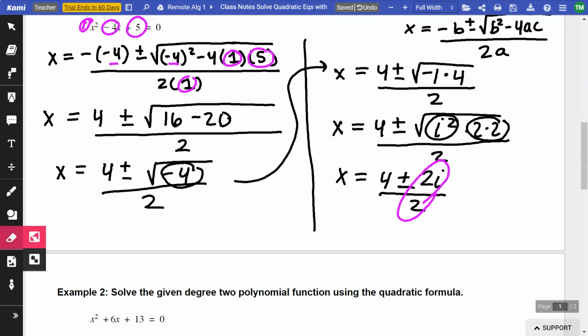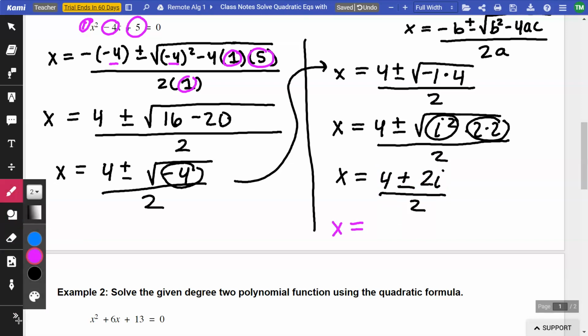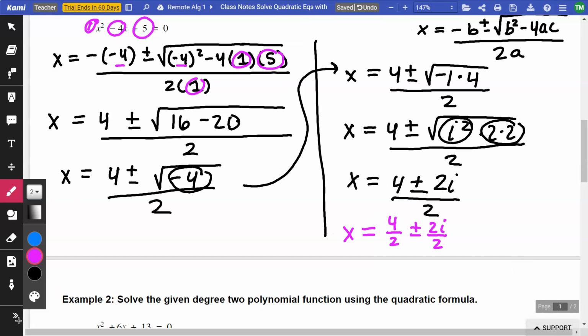So we have to be very careful when we simplify this fraction. So we're going to have x is equal to 4 over 2 plus or minus 2i over 2. So instead of having one fraction, I can actually split it into 2 and simplify it from there. And I'm going to have x is equal to 4 divided by 2 is 2, plus or minus 2i divided by 2 would just be i. So we have x equals 2 plus or minus i.